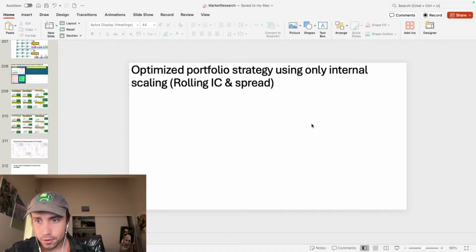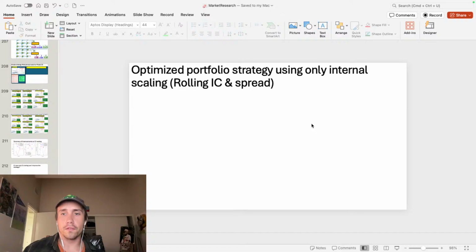VIX, flip, buys, and sells. Okay, so that's it for tonight. I have some things to work on for tomorrow.